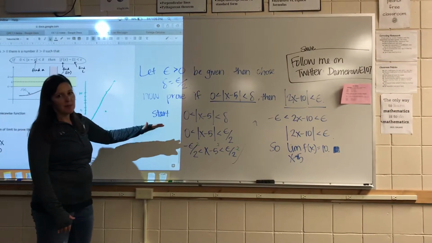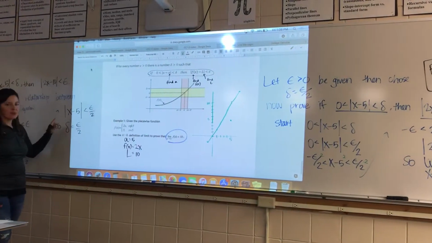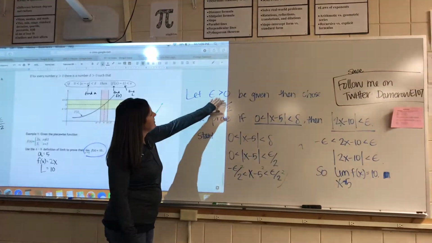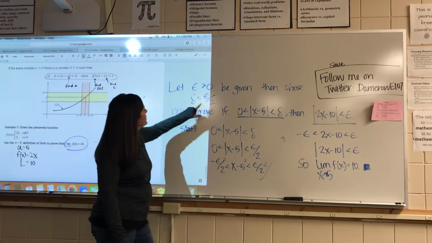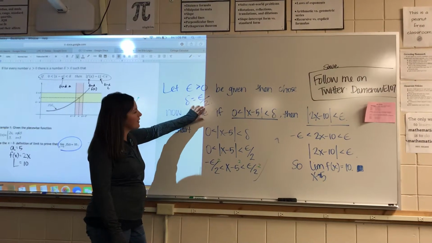So we're gonna finish up the proof. We started over here figuring out our relationship between delta and epsilon. And we have: let epsilon greater than 0 be given. So then we choose our delta to equal epsilon divided by 2, and we figured that out in the first part of the problem.